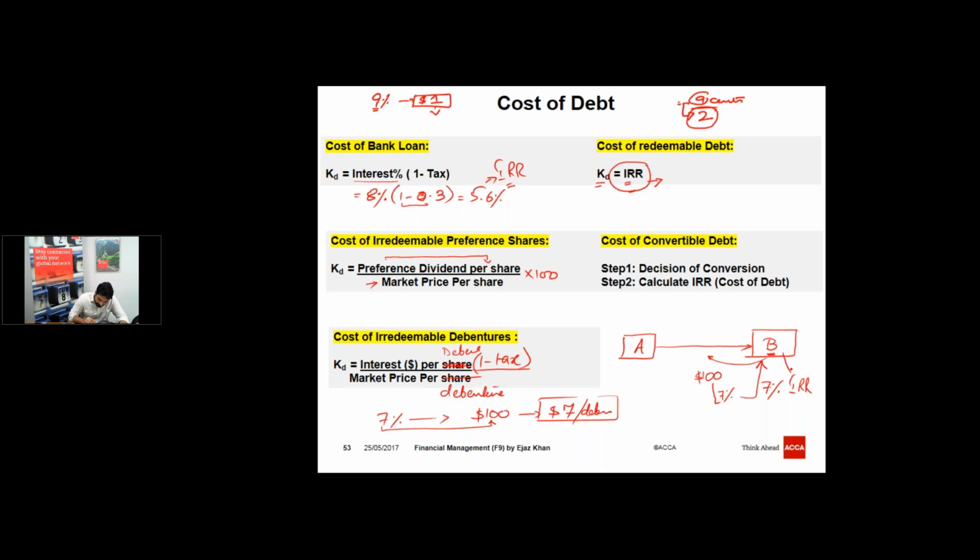If it is return for B company, then definitely who is paying this? Company A is paying this. So what is return for B company is actually the cost of A company. So for A it is cost of debt, whereas for B it is the IRR. So if you calculate the IRR, it is actually the cost of debt of A. That's why we call it IRR, remember.